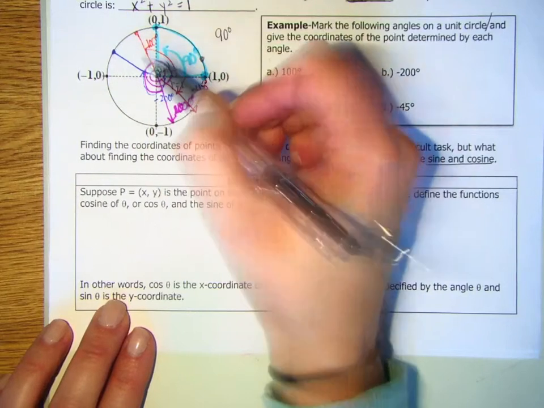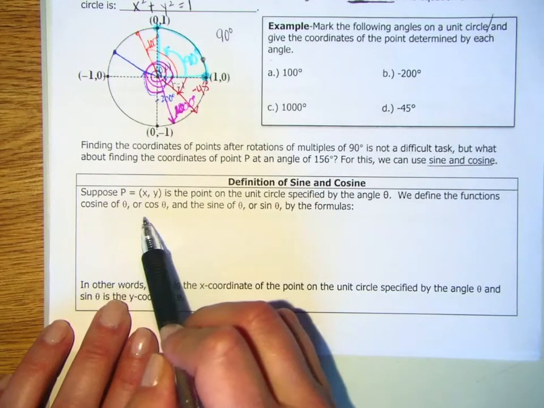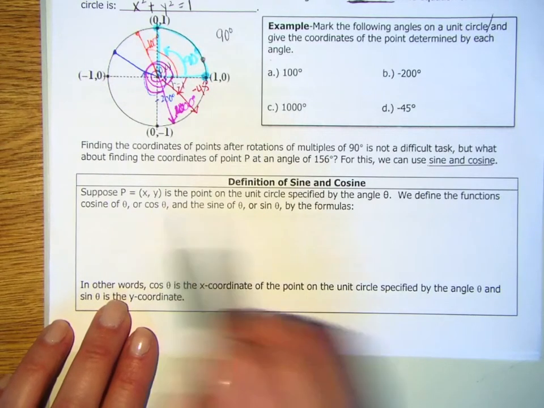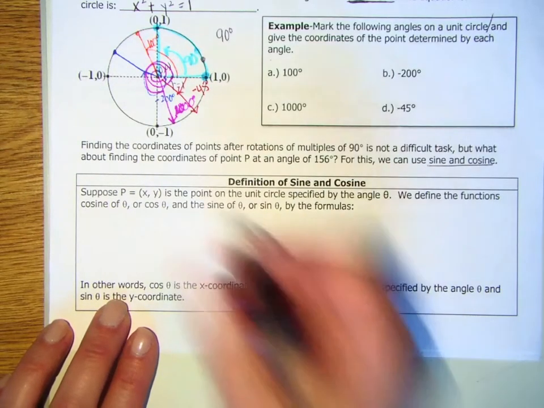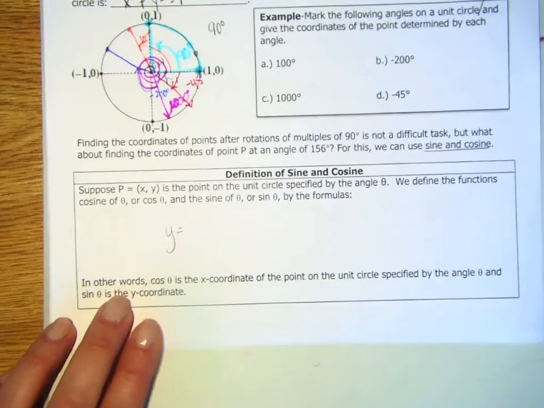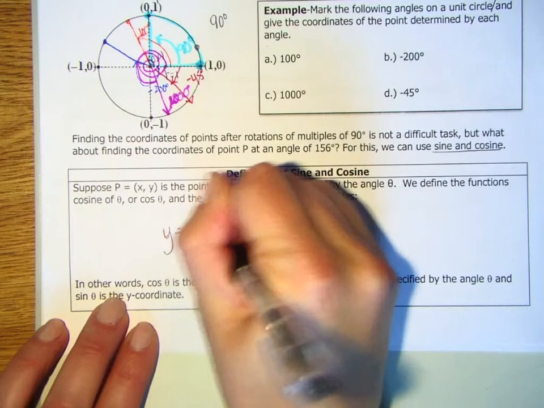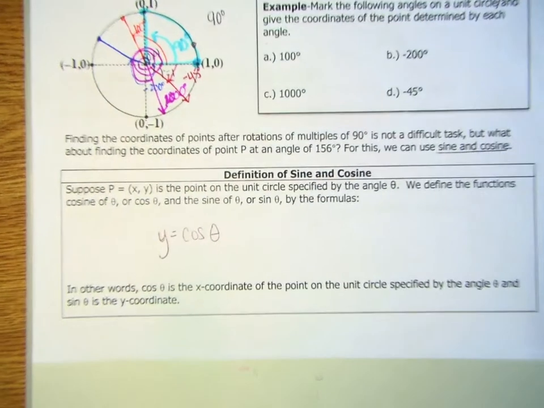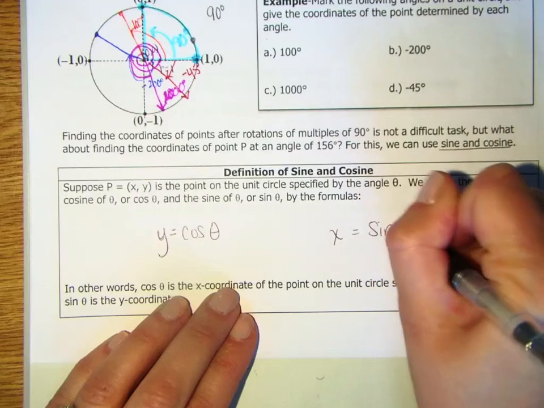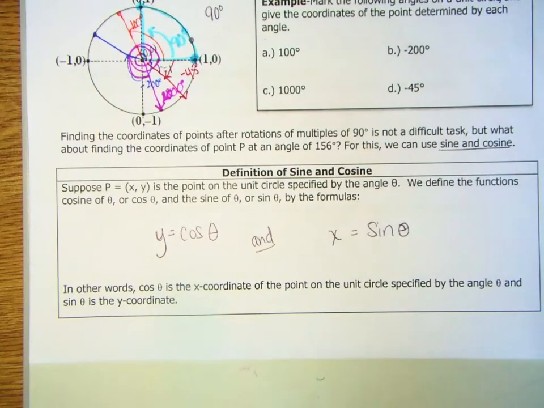So basically, it's a point along your unit circle. Where it is depends on how much you've rotated. We define the function cosine of theta, or cos of theta for short, and the sine of theta by the following formulas. The y-coordinate is equal to the cosine of that angle of rotation, and x is equal to the sine of your angle.